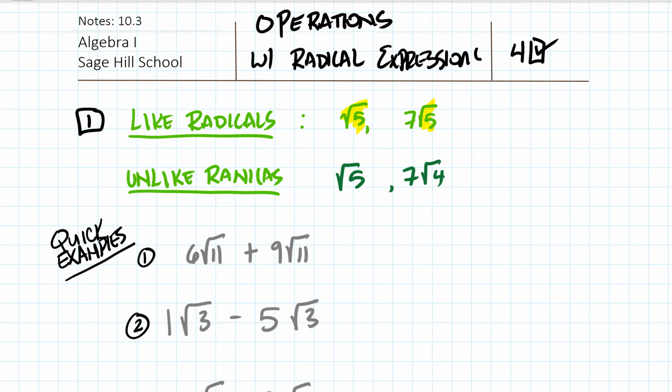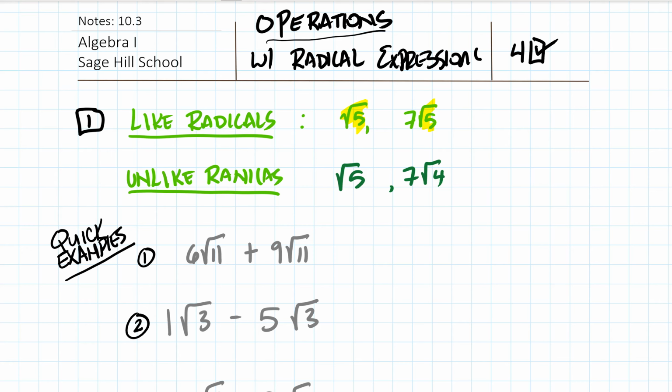So here's an example of a like radical. This is radical 5, and this is 7 radical 5. The reason that these are like radicals is because they have the same index, which is the number that's sitting outside the radical, which in this case happens to be a 2, and they have the same radicand, okay? Rad 5 and rad 5 have the same index and the same radicand. So I can do operations with these as long as they have like radicals.